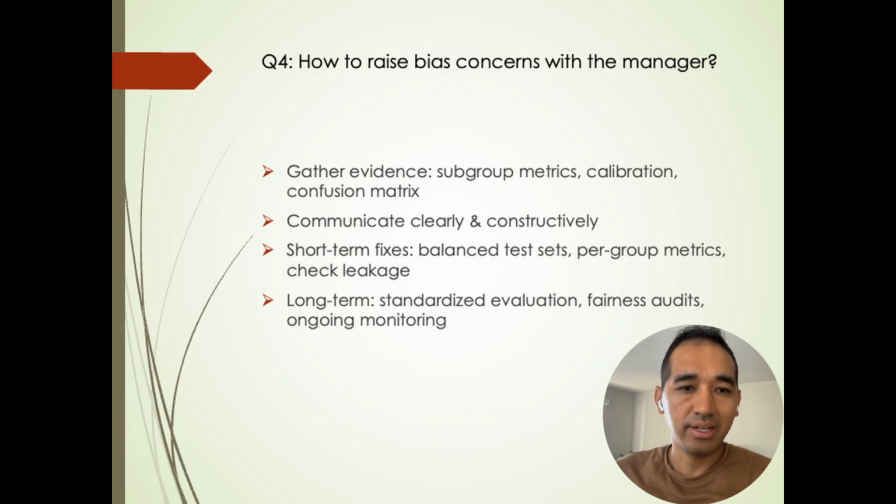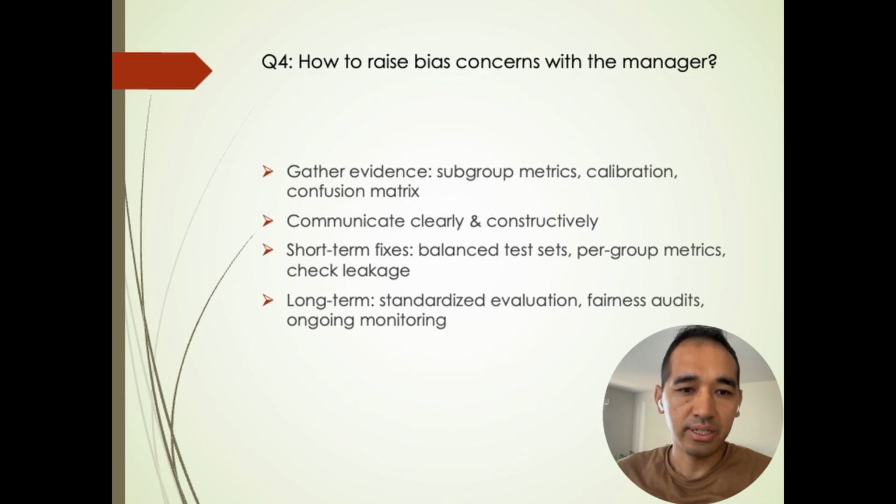Question 4 is about raising bias concerns in predictive models. If I noticed measurement bias, I would take the evidence to my manager. I would show results broken down by groups, maybe calibration plots, and point out where the metrics could be misleading. For example, I might say our overall AUC looks high, but it's hiding weaker performance for this specific group.